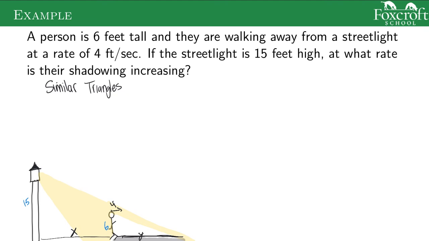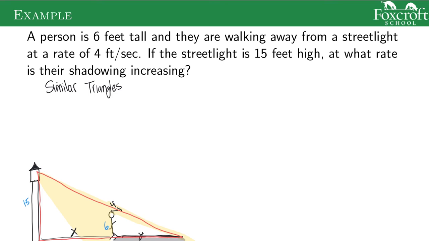All right, so similar triangles: if you have two nested triangles inside of each other, or just triangles with the exact same angles, the ratios of their sides are the same. If we look at this picture, we have this big triangle that's represented by the height of the streetlight all the way out to the end of the shadow, and then back to the streetlight. So that's one triangle that we have in this picture.